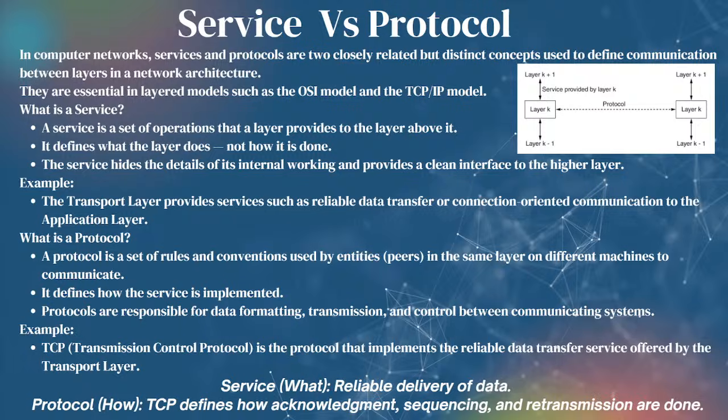So here the example is TCP, Transmission Control Protocol, the protocol that implements the reliable data transfer service offered by the transport layer. In the above example, the transport layer is providing the service, such as reliable data transfer or connection oriented communication, to the application layer. TCP is the protocol that implements that service.